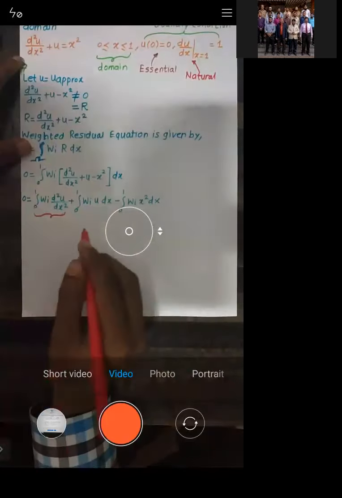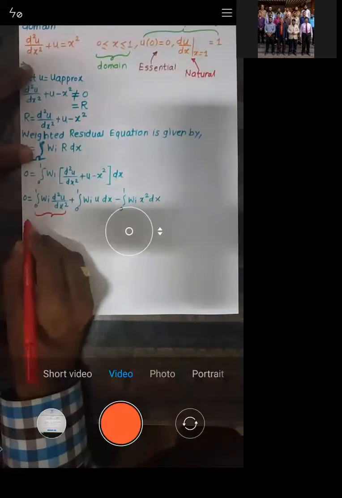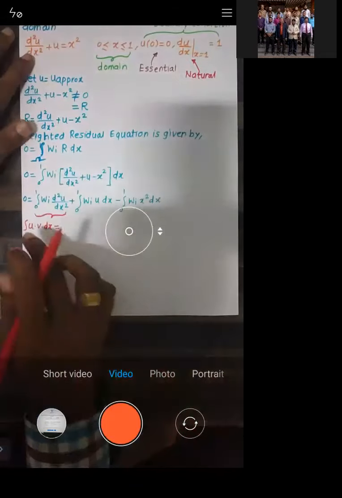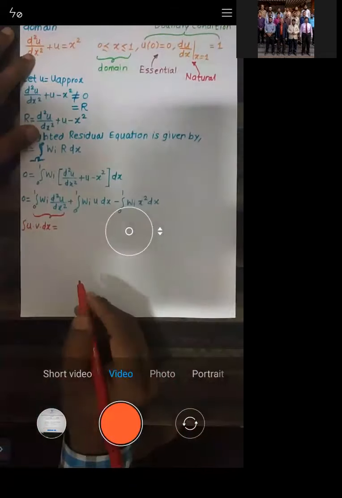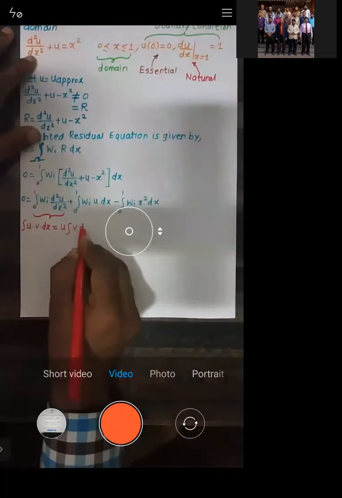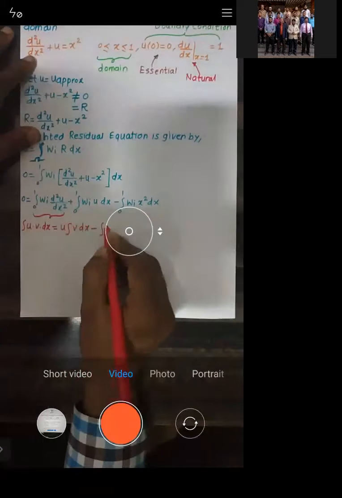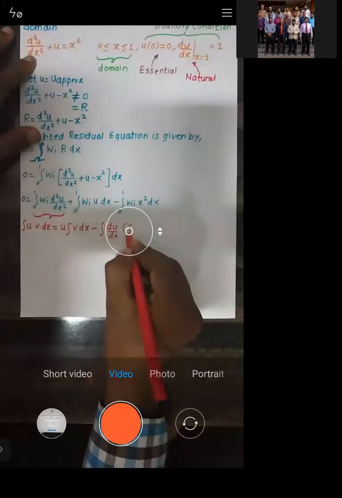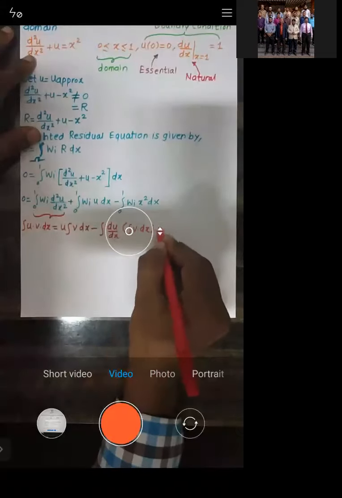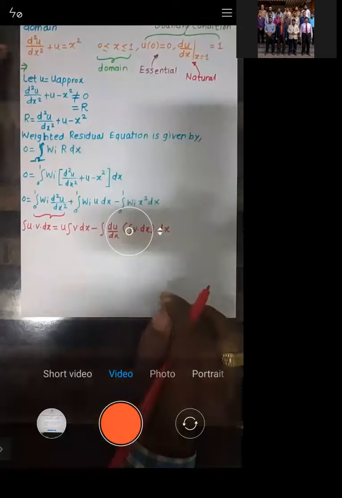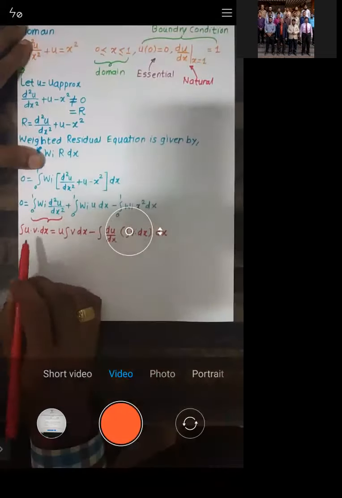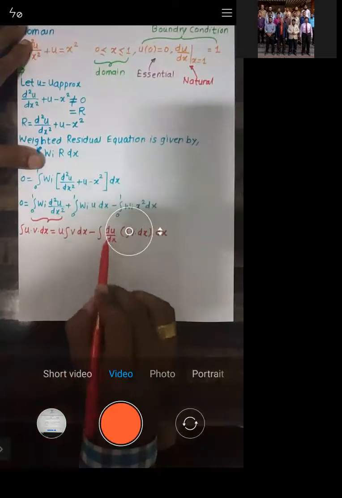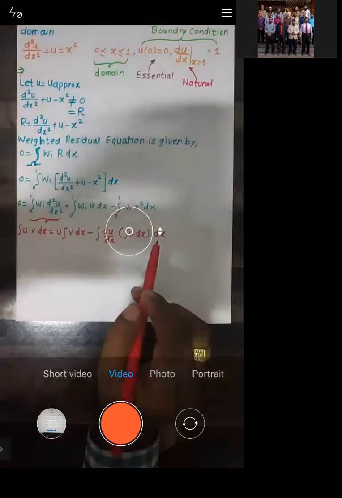This is basically the integration of u into v dx. How will you integrate it? First into integration of second, minus integration of the derivative of first into the integration of second, dx. This formula you already know from mathematics. That is what is written.